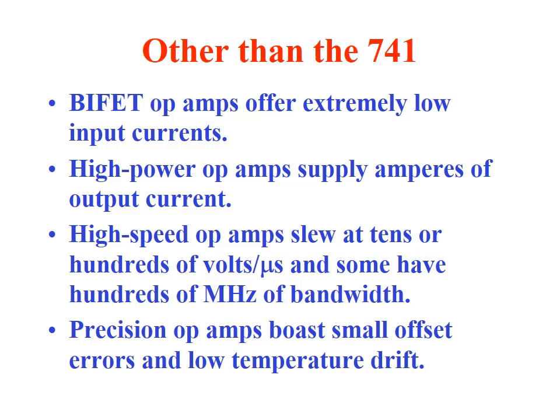It's, as I said, the most popular, the most common operational amplifier. Although there are some other types of amplifier, like the BiFET operational amplifier, which offers extremely low input current, and a high power op amp that supplies amperes of output current. Also, this BiFET operational amplifier has a high speed op amp slew. So that means it can exceed the 741 and go beyond 1 megahertz.